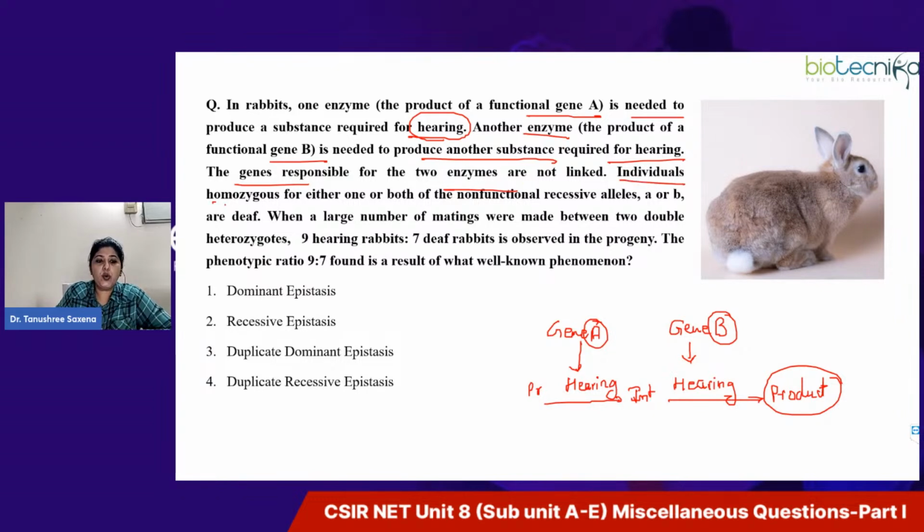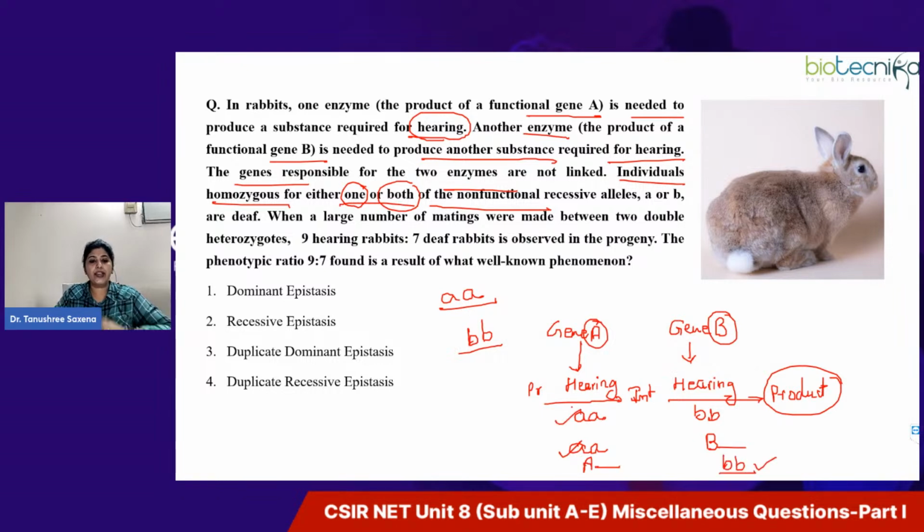And individuals homozygous for either one or both of non-functional alleles A or B are deaf. So that means if you have this condition, homozygous recessive for A or B, right? So homozygous for either one or both. That is, either here we have this condition, or here like anyone, or both. So in such a condition, the pathway will not be completed and definitely we'll get the individual which is deaf.